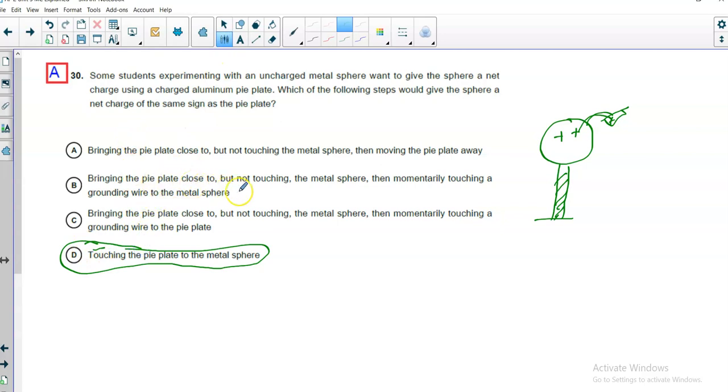All these others are floating with induction, like if you connect a grounding wire or whatever. Let's go through real quick. If you do A, nothing happens to the metal sphere. When you leave, it's the same. If you do B, when you touch the grounding wire, the positives will flee away, leaving the sphere negatively charged, which is the opposite of what you wanted.